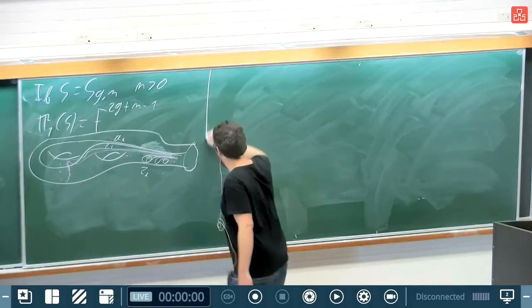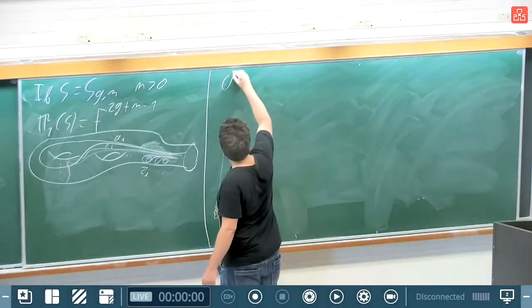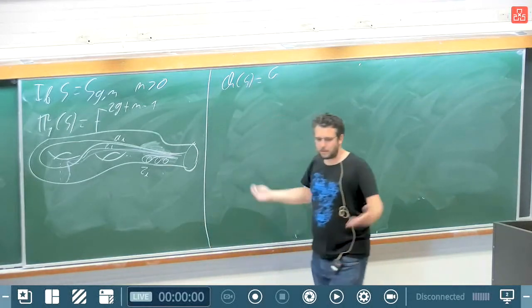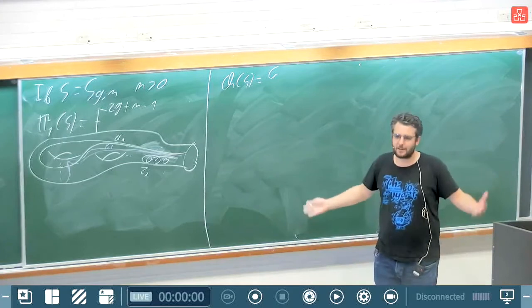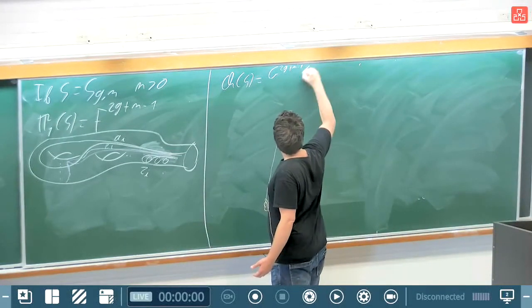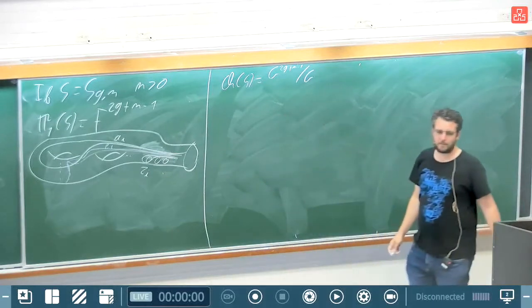So in particular, it means that the character variety of S is actually, you don't even need to, you don't have relations in that case. So it's really just a bunch of copies of G modulo G.